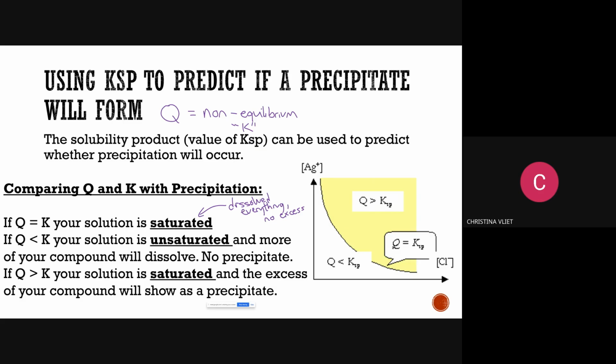You can still add more of your compound and it will dissolve. And you will not see a precipitate. You won't see a precipitate here.